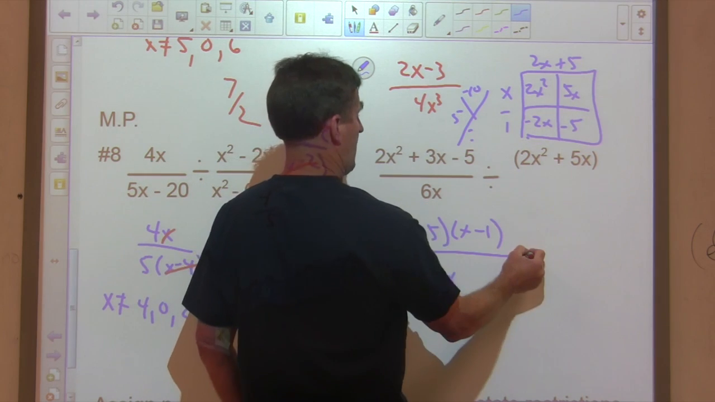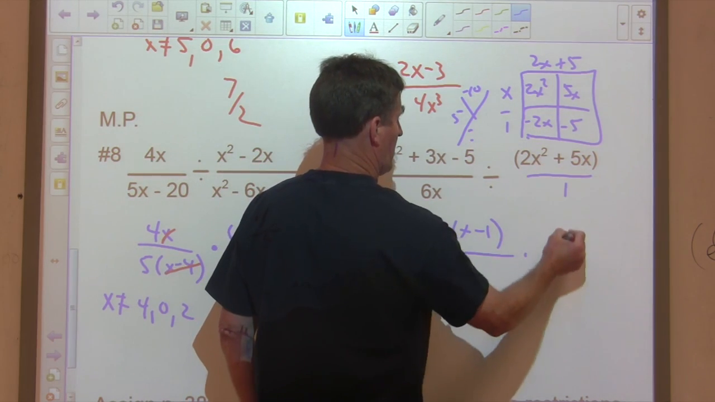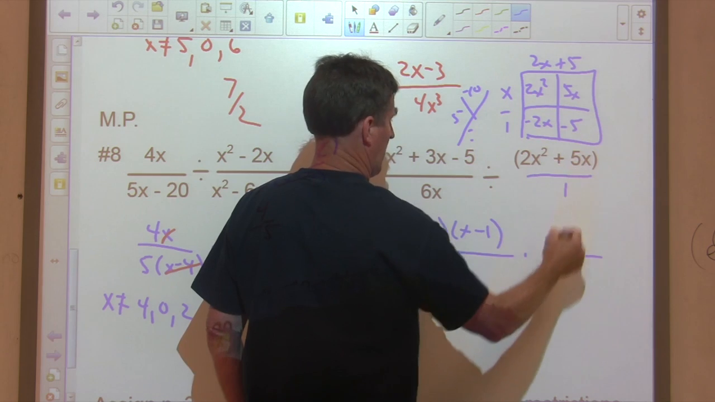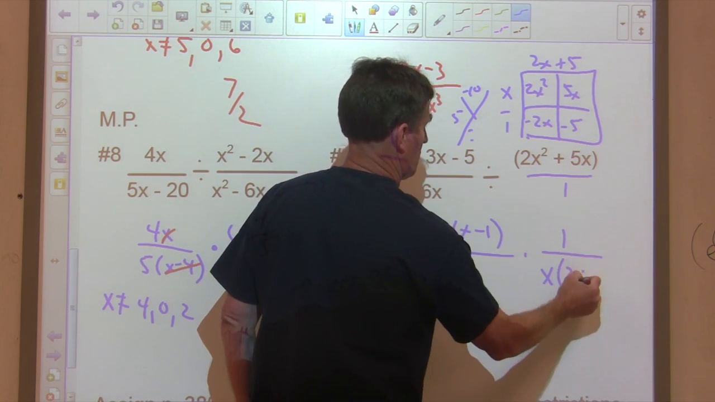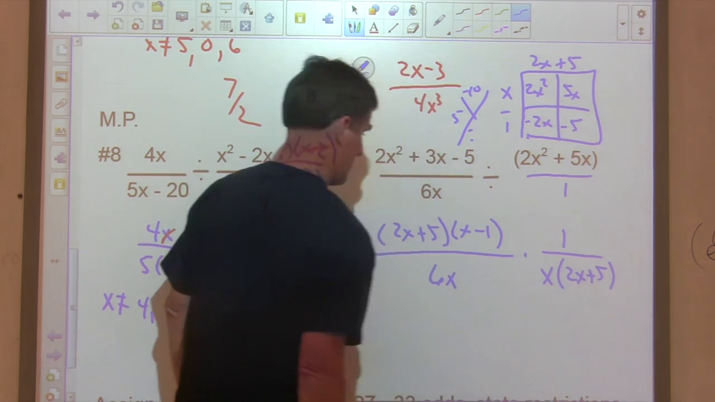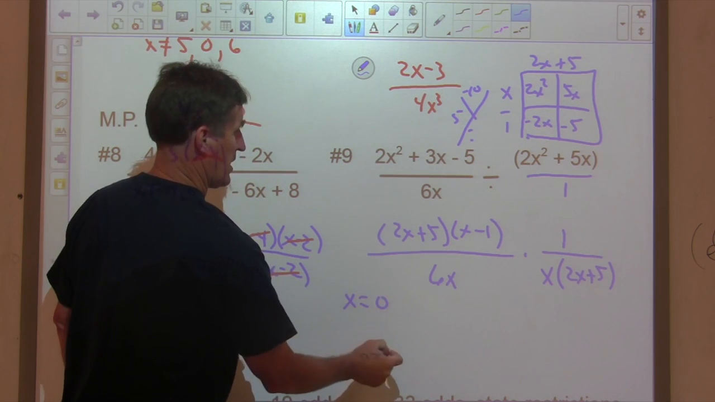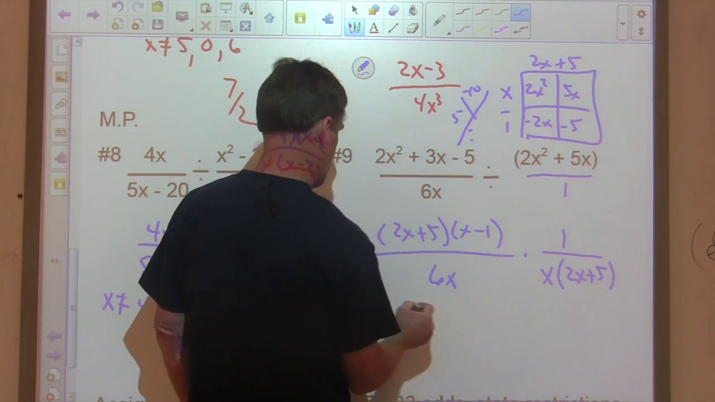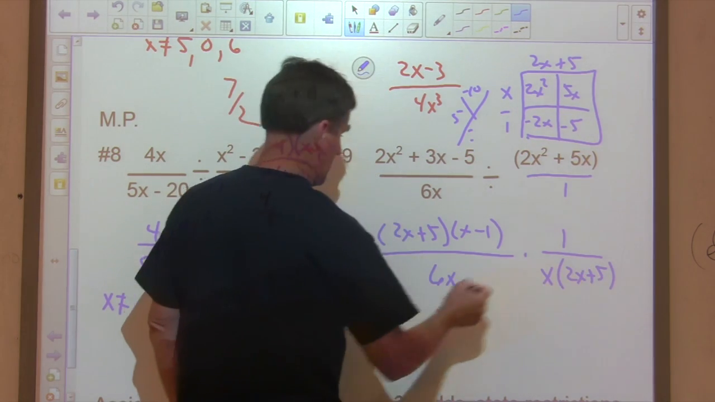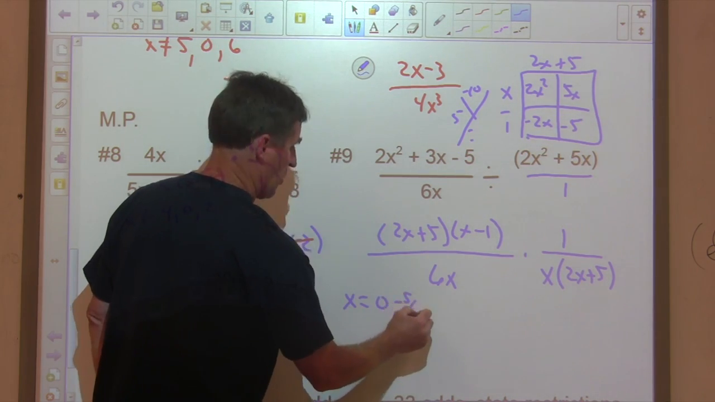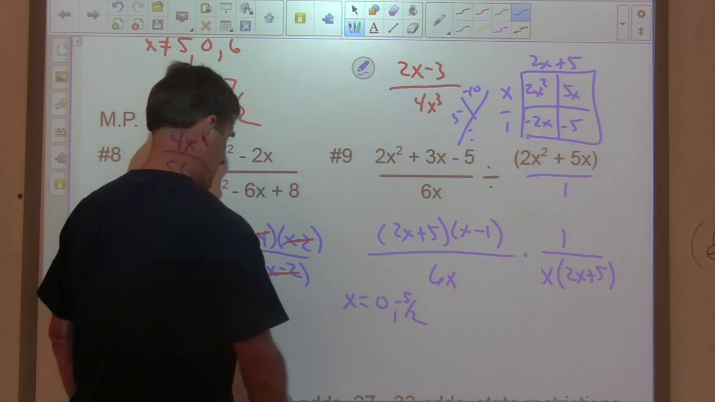6x times, put a 1 underneath this, 1 on top. Can pull an x out of that. So x and then 2x plus 5. Our restrictions would be x cannot equal 0. And there's another 0 and then a negative 5/2. Remember, it's the opposite of this divided by that. Or set it equal to 0 and solve.